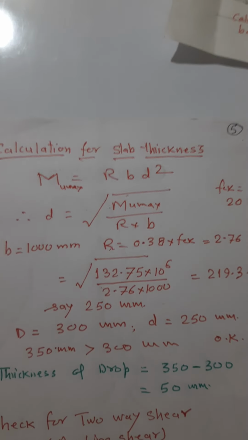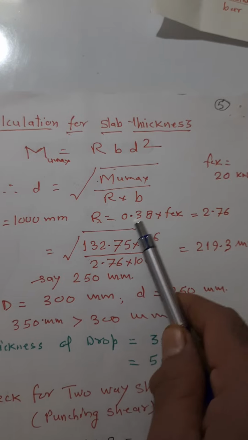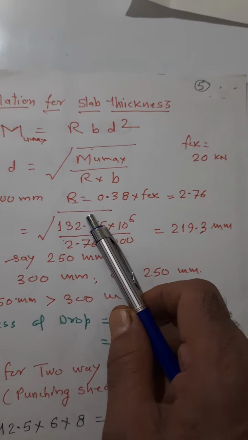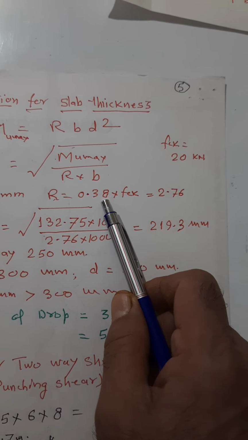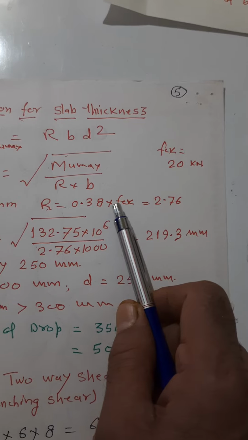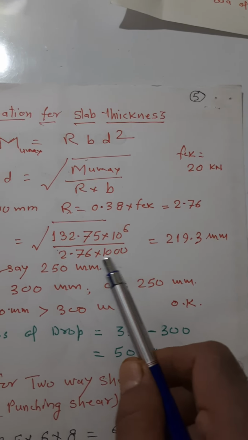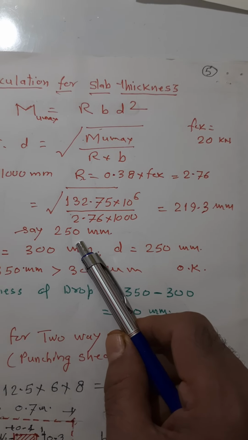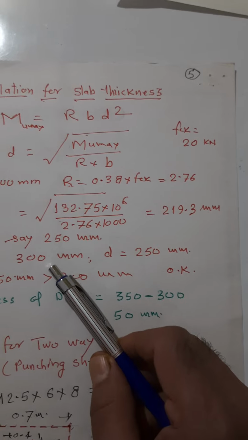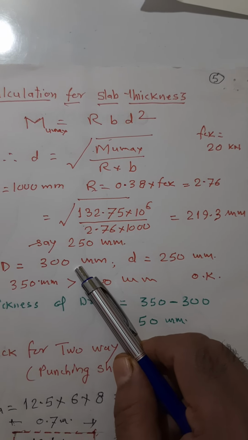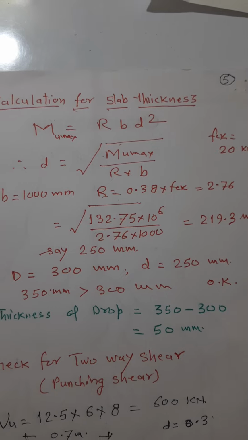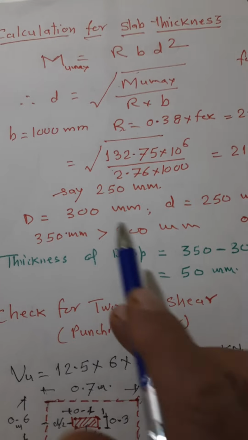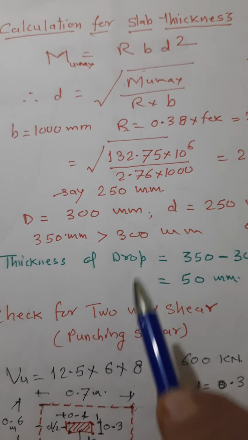Now using M is equal to R B D square, D can be calculated. Because we are taking M20 Fe415, R is equal to 0.38 into fck, 2.76. B will always be taken as 1000, being a slab, so D comes out to be 250 mm. So I am considering an overall depth of 300, with effective depth of 250. Now 350 is greater than 300, so our design is already okay. We will continue the same one, although we are safe now.